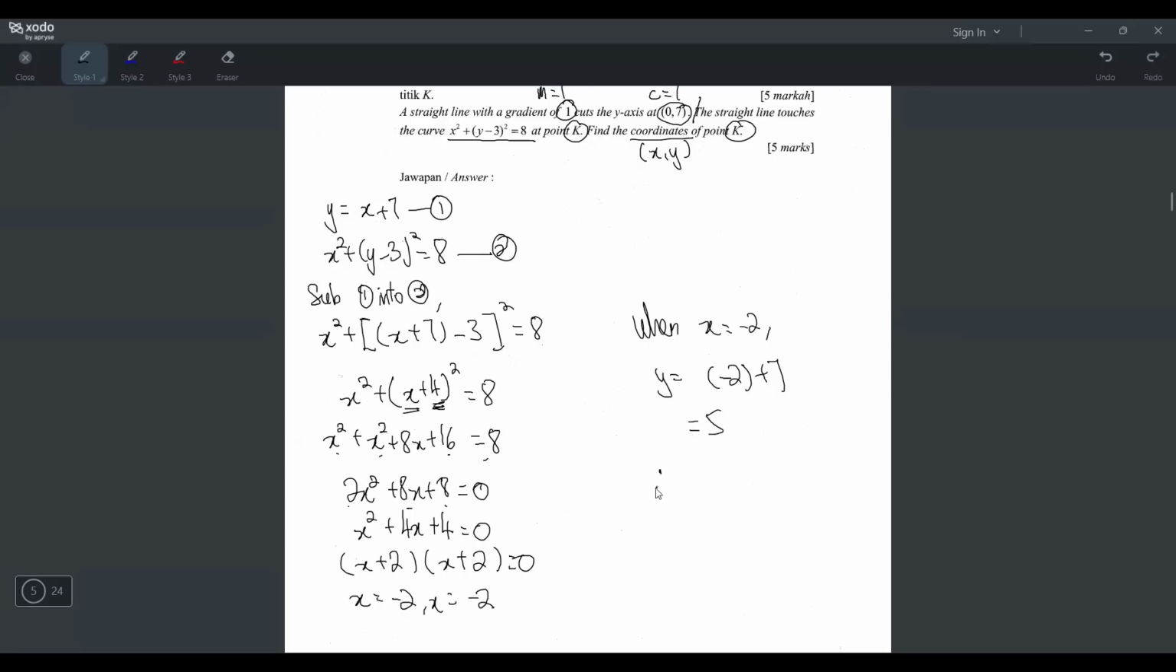And now you get your coordinate K already. So what is your point K? -2, 5. And what they ask you to find? Point K. So that is the answer.